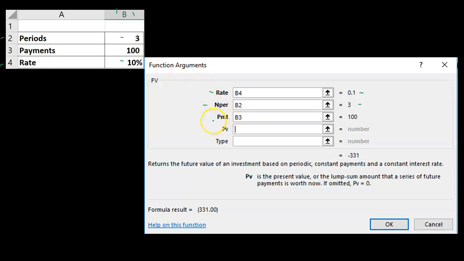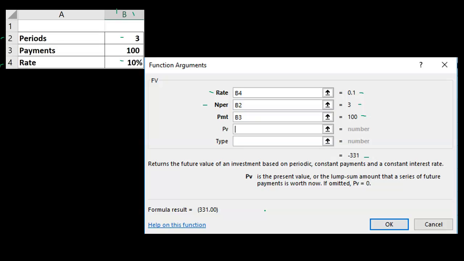So if we put an item here and we put a number of periods, the system is saying, oh, you're talking about an annuity that has 3 items, 3 payments. So that's what we have, $100 in the payment. That gives us the answer of the 331. It's negative because that's typically the way the system will produce the answer.